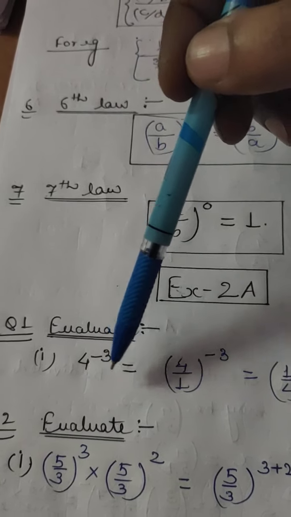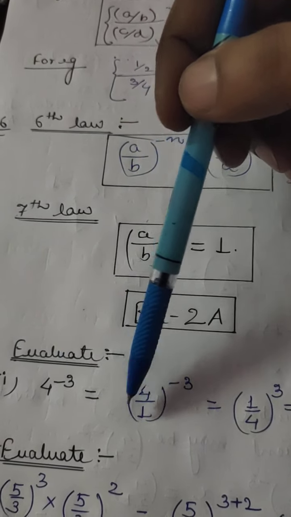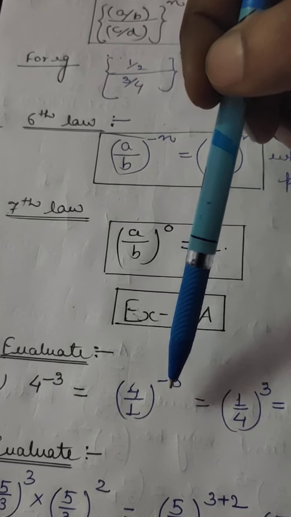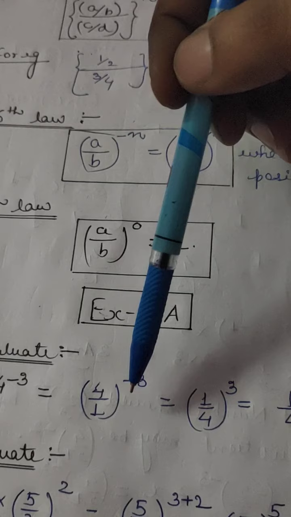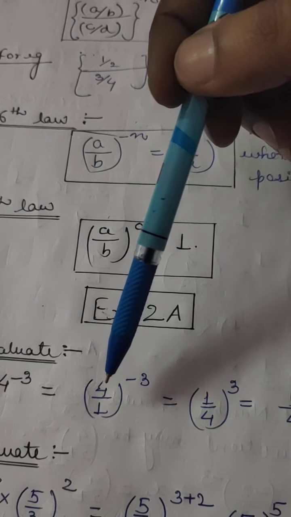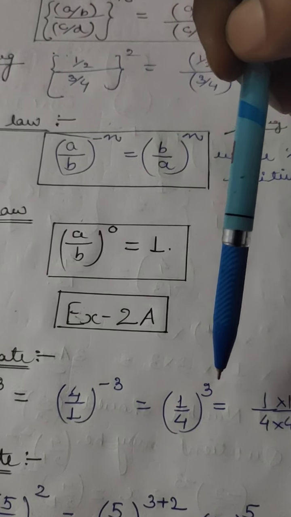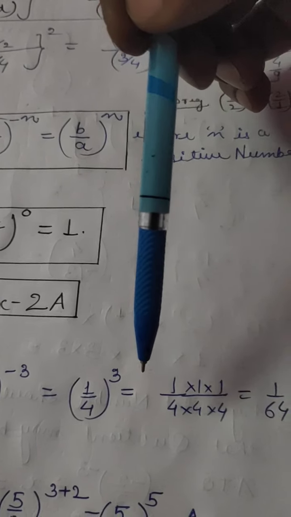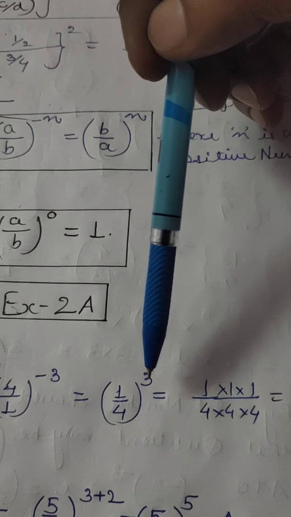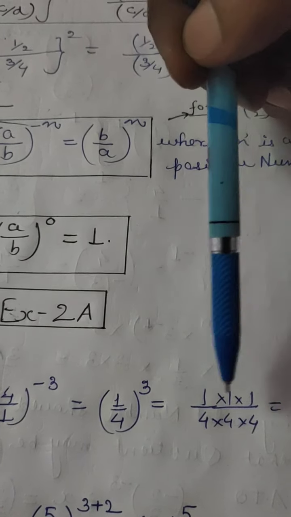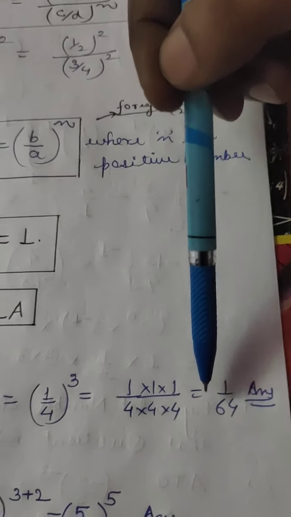So in order to make it positive, we can write this as (4 upon 1) to the power minus 3. In the next step, in order to make this power positive, we have to take the reciprocal of the inner rational number. Then we get (1 by 4) to the power 3. Next, we have opened this bracket, multiplied 1 three times and the denominator also three times, and the final answer is 1 by 64.